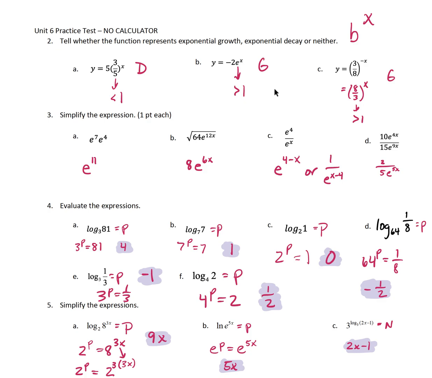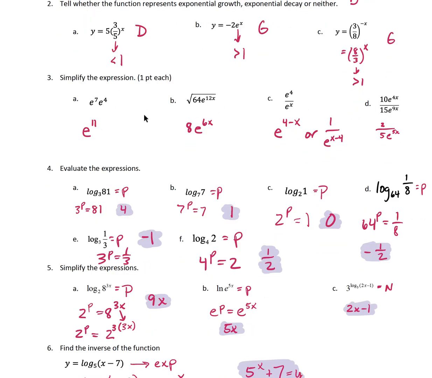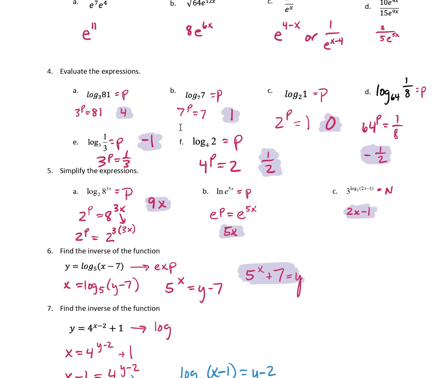Growth and decay. Again, this is clearly decay. This is multiplying by 3/5 over and over again to make you smaller. This is multiplying by 8/3. That would be growth. Don't worry about that negative sign. This is a trick because this is 3/8 to the negative, so that really is 8/3 to the x, which would then be growth. These are all on the test. These are simplifying exponentials with ease. Very similar. All of these are also on the test.